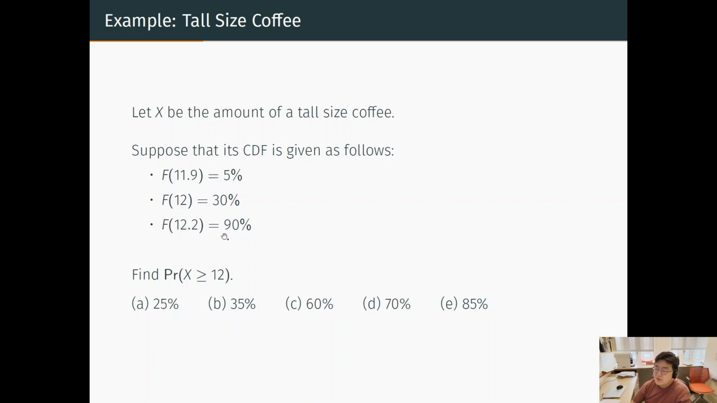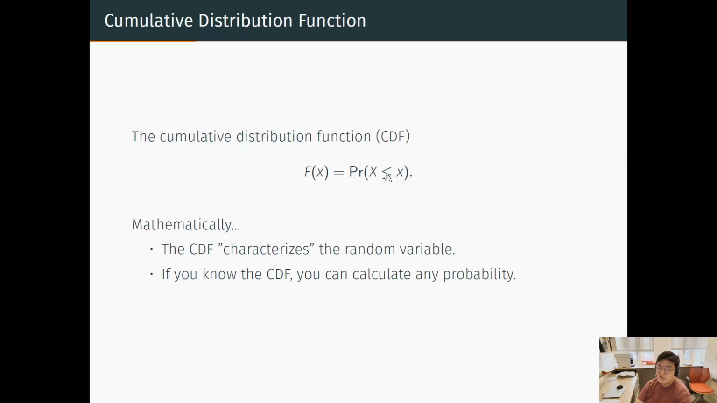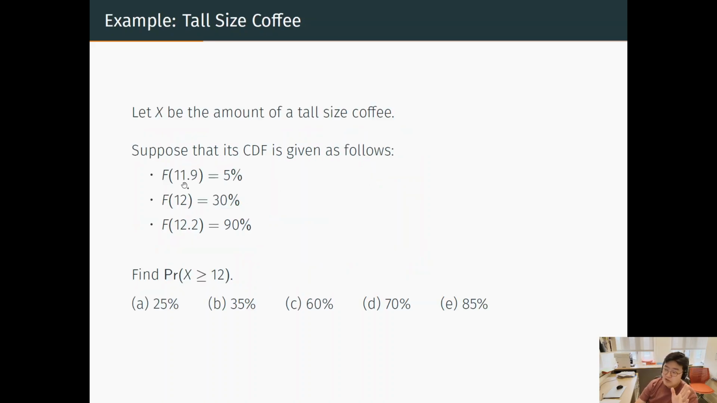And finally, 90% of total size coffee contains less than 12.2 ounces. So it should increase because the interval increases from 11.9, 12, and 12.2. So literally probability accumulates as you increase the input. And here, the problem with the cumulative distribution function is that it only tells you about probability smaller than something. Probability smaller than 11.9, 12, or 12.2.